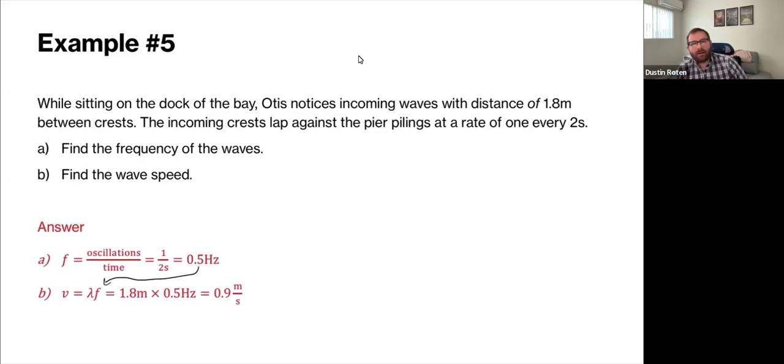So we have a distance of 1.8 meters between crests. Okay, so we multiply that by the frequency we just calculated. It turns out we get a wave speed of almost 1 meter per second. So it's about 0.9.